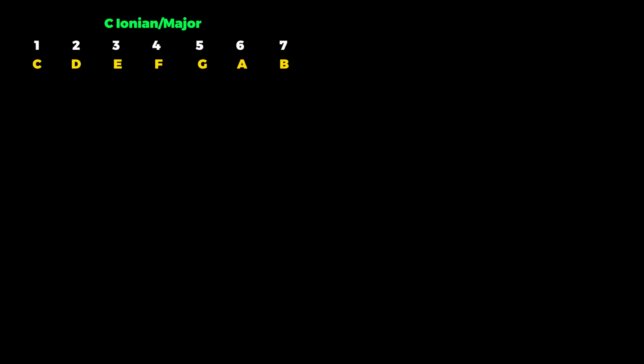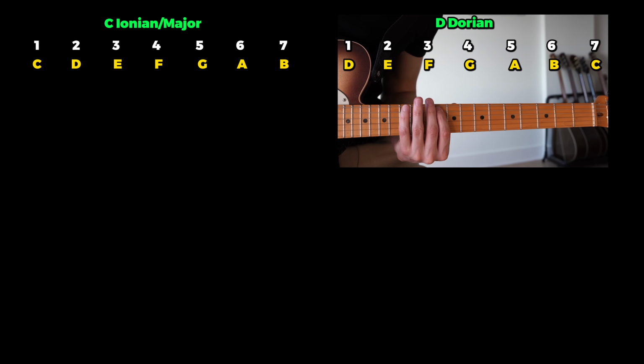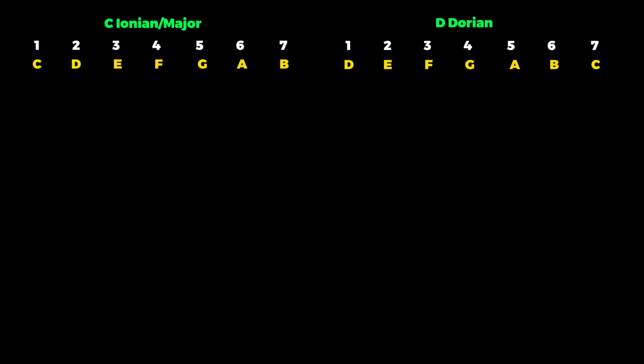You've probably heard the term modes before. A lot of people are confused by this, so let me make it extremely simple. A mode is just the major scale starting on a different note. So sticking with our notes from the key of C, if we start on D, we now have the D Dorian scale. The notes of the C major scale are the same notes as the D Dorian scale.